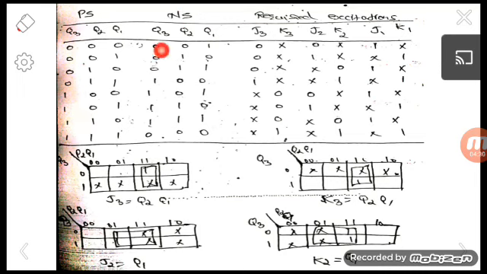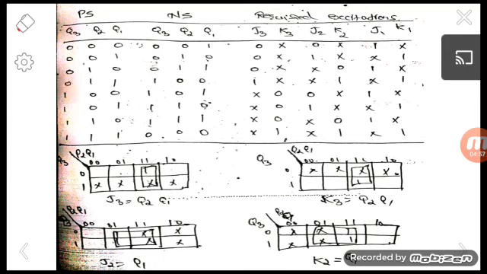So based on these values we are writing the excitation values for J3 and K3. First value is 0 0 for Q3. Okay, so 0 0 means we know that J3 and K3 should be 0x based on the excitation table. Next is also 0 0, so J3 K3 will be 0x, and next one is 0 0, so it will be 0x, and next one is 0 1. That is, present state is 0 and next state is 1.